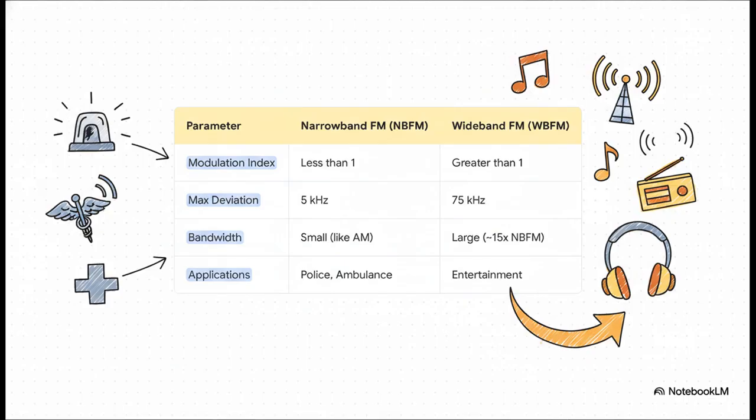Over on the left, you've got Narrowband FM, or NBFM. Check out how small everything is. The modulation index is tiny, the deviation is small, and so the bandwidth is narrow. This is exactly what you want for things like police radios or walkie-talkies.